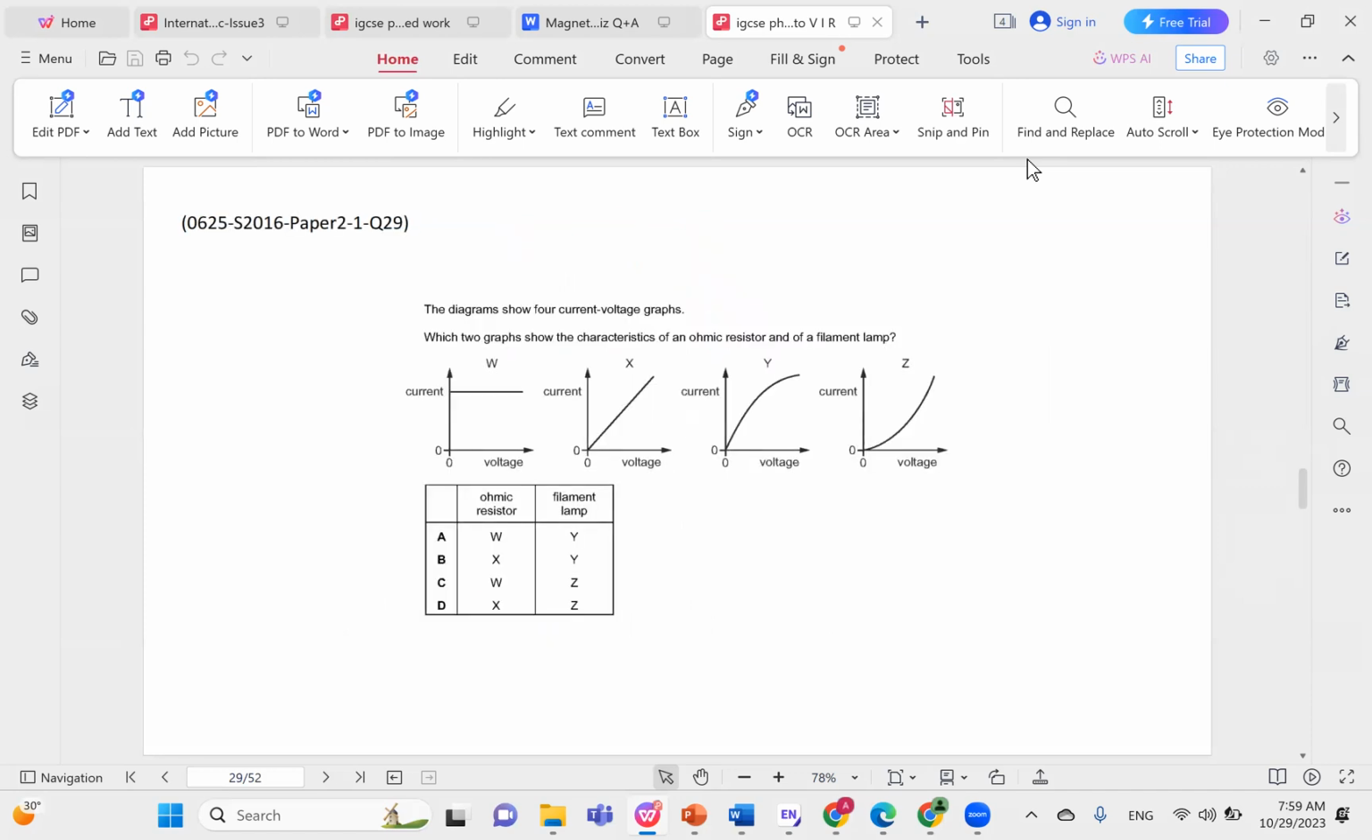Now we move on to the graphs that follow Ohm's law, V equals IR. We are given 4 graphs and we want to know which of these applies to the ohmic resistor and which of these applies to the filament lamp. Like we said, the ohmic resistor exhibits a constant relation between current and voltage, whereas a filament lamp exhibits this relationship, which is sort of similar to the graph of terminal velocity from mechanics, if you remember. So this would be the ohmic conductor, and this would be the filament lamp.